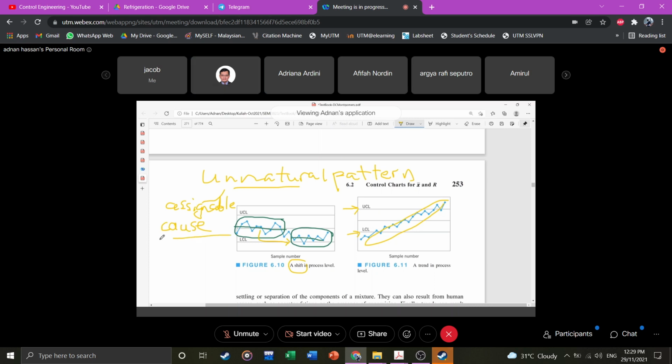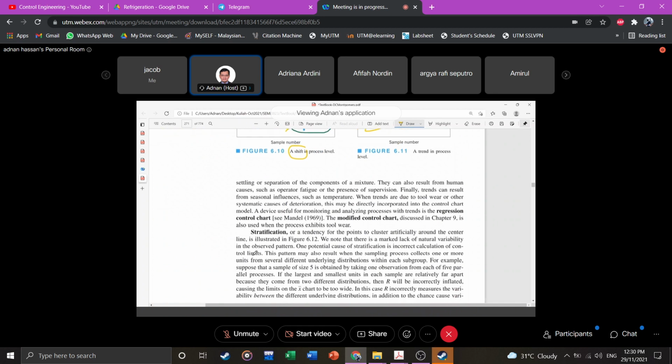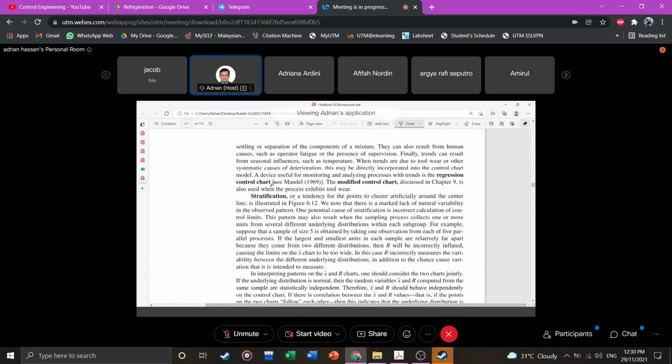Another cause is what we call random cause. Random cause we cannot eliminate. It's there in the process. So understanding of this pattern is important. There is a pattern also, we call it stratification. Stratification is normally very close to the center line.